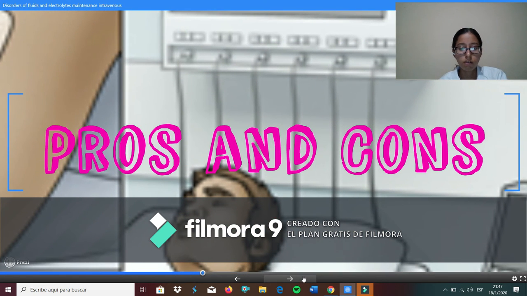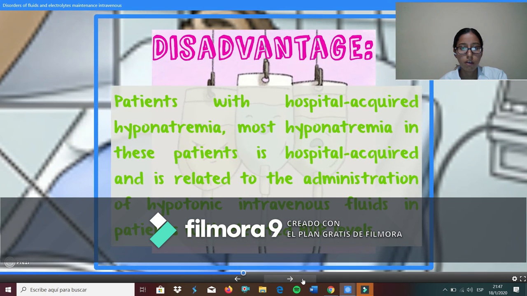Pros and cons. Disadvantage: patients with hospital-acquired hyponatremia. Most hyponatremia in these patients is hospital-acquired and is related to the administration of hypotonic intravenous fluids in patients with elevated AVP levels.